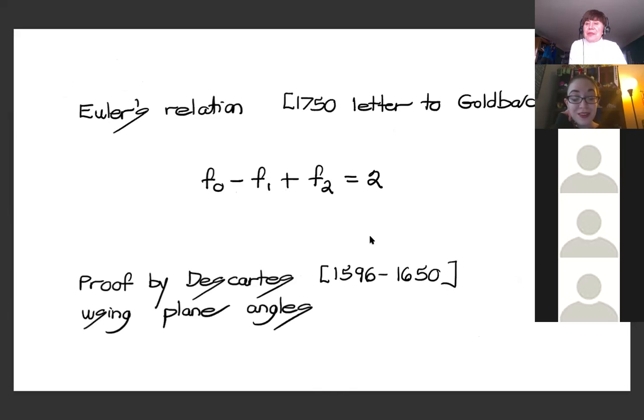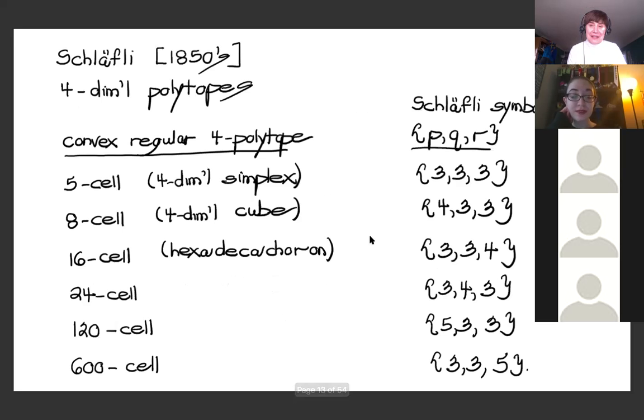So the proof of this is actually due to Descartes from 100 years before. So even though Euler's name is on this, it's actually due to Descartes. All right, to say something more historically about polytopes, it wasn't until Schläfli in the 1850s that the idea of four-dimensional polytopes emerged. Before that, everyone was thinking about three-dimensional polytopes.